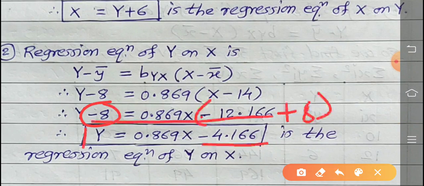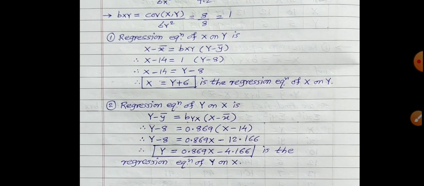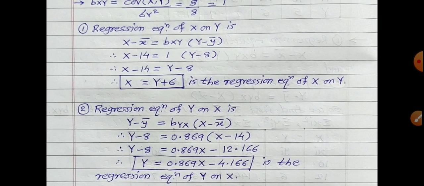So we are getting the second answer also. y is equal to 0.869x minus 4.166, which is the regression equation of y on x. So in this way we find the regression equations of x on y as well as y on x with the help of the formula. Next one.